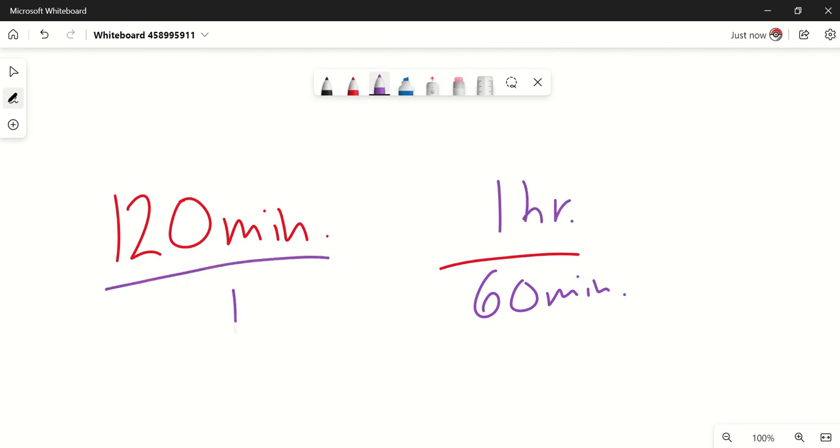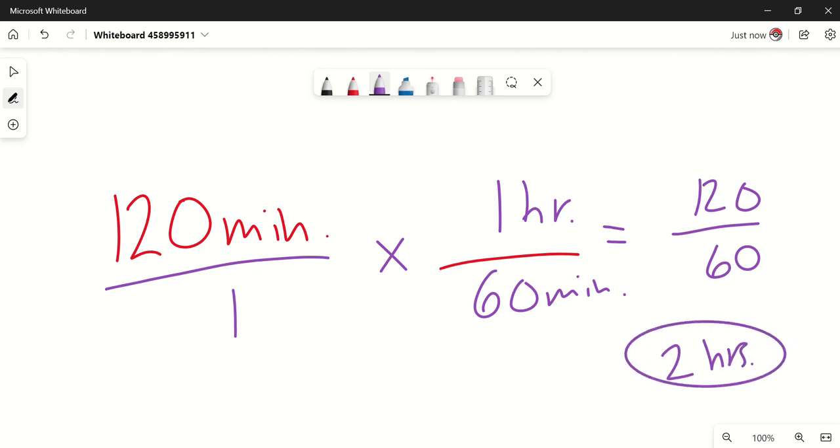I will put my 120 over 1 and I will multiply straight across. This will eventually give me 120 divided by 60, which, if we do that, will equal 2. So 120 minutes equals 2 hours.